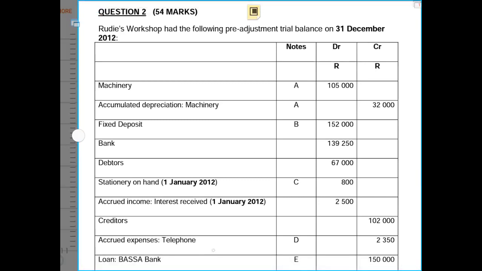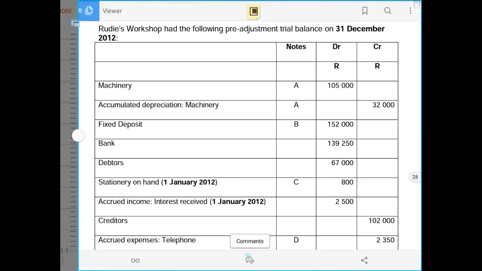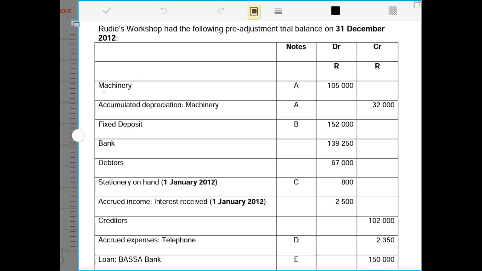So we are given a trial balance for this business, and to highlight a few things, we are given the asset being a machine, the accumulated depreciation for that machine. Then after, we are also given fixed deposit, bank account, debtors.